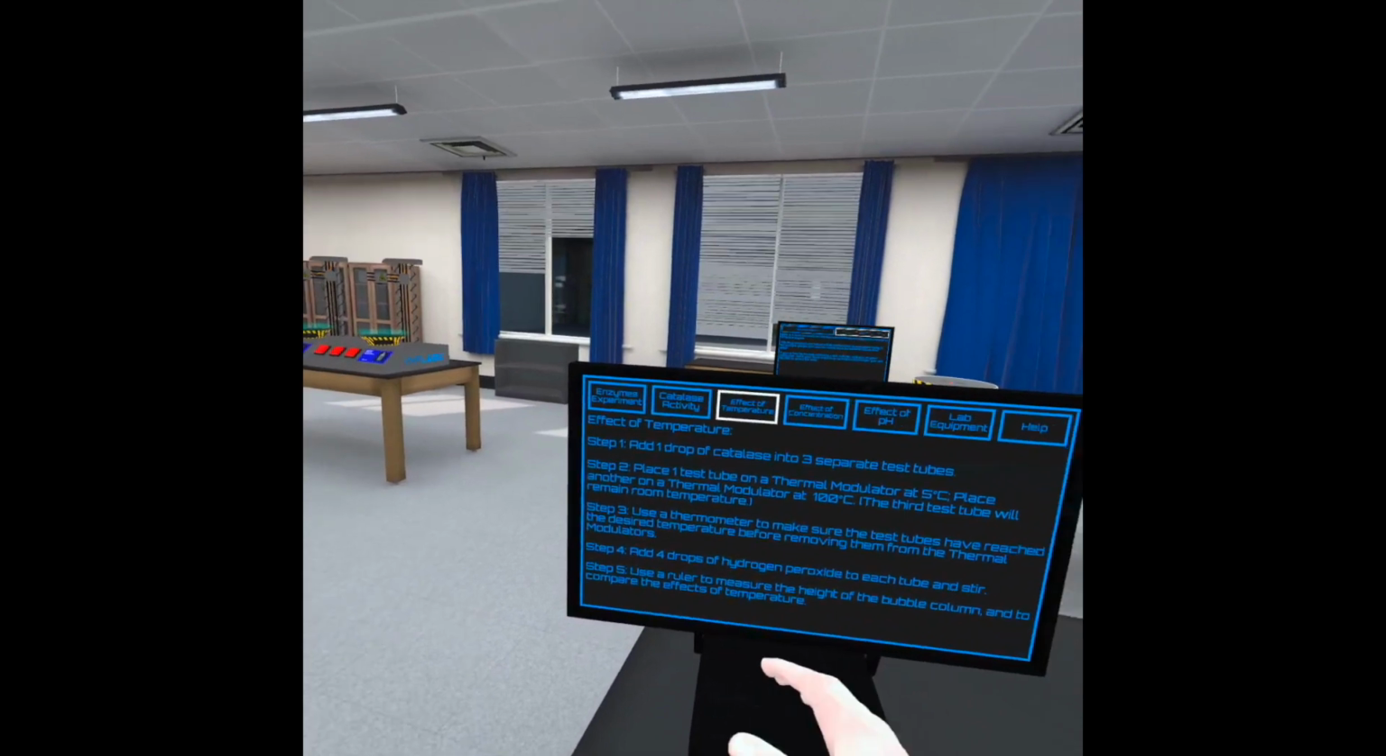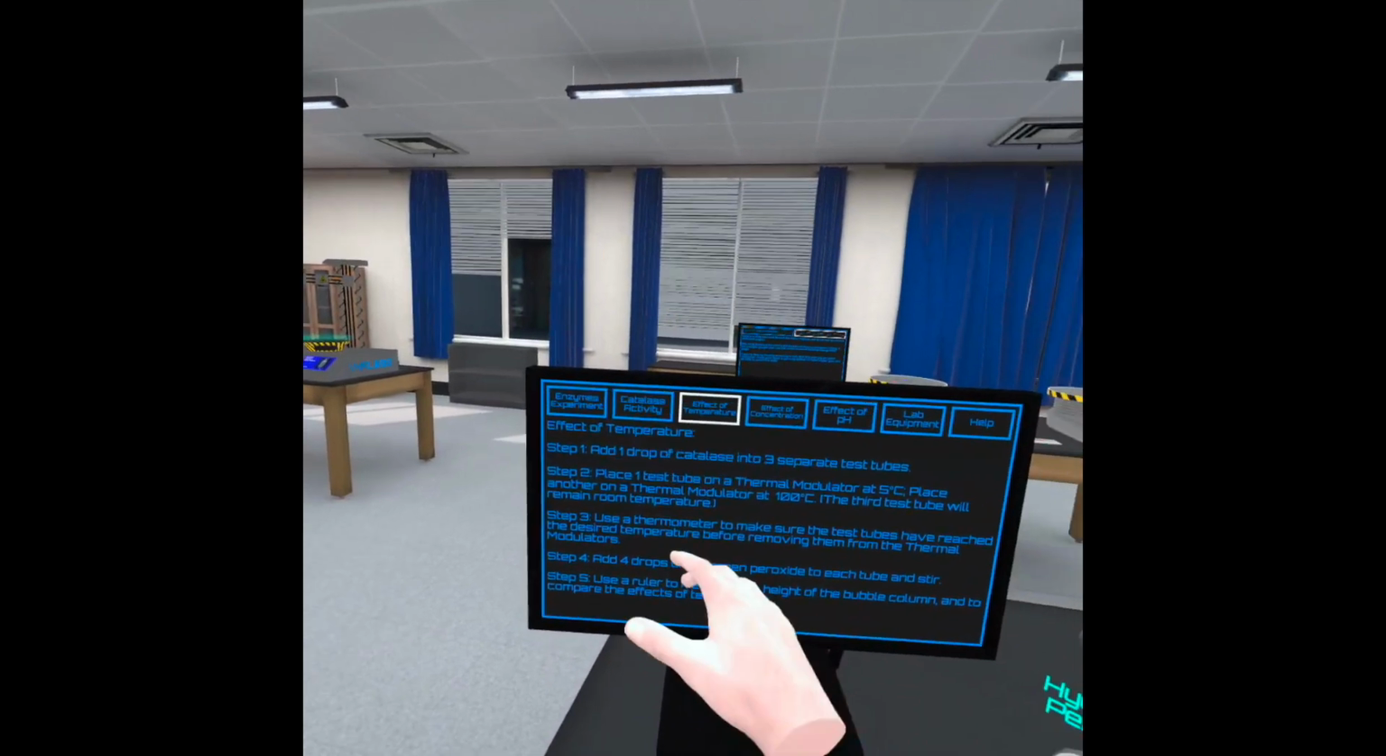So in this example, since we're doing the effect of temperature, we have now added 1 drop of catalase to 3 separate test tubes. Note that 1 plastic pipette in a real laboratory would contain 1 milliliter of catalase. So if you're being asked to plan an experiment or note values, 1 drop of catalase would be the entire plastic pipette, and that is 1 milliliter of catalase.